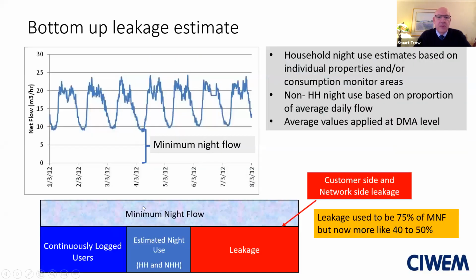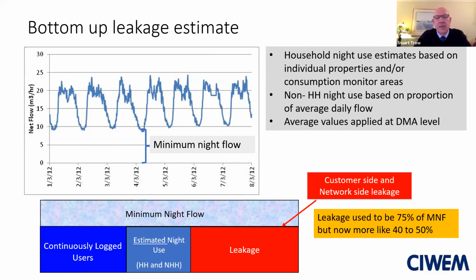Then we have the bottom-up estimate of leakage based on minimum night flows in DMAs. And here we have the minimum night flow. We take off the continuously logged users, obviously, again, requiring accurate metering. Then we take off an estimate of the night use, or rather the night consumption, which is the use plus the plumbing losses in individual properties. And that, again, is for households and non-households. And after we've deducted that, we're left with the leakage estimate. Those night use estimates are either based on individual properties or consumption monitor areas, as I've mentioned. And those average values are applied at the DMA level.